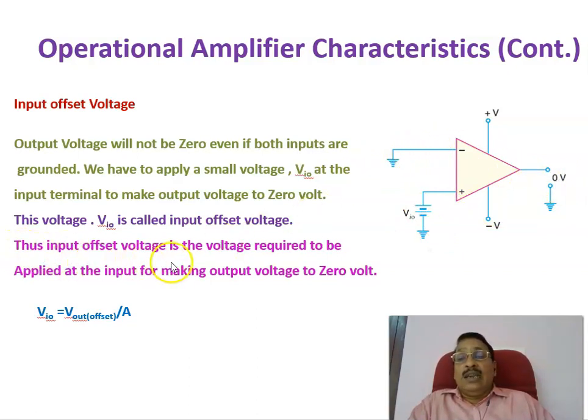Thus, the input offset voltage is the voltage required to be applied at the input for making the output voltage 0. The voltage that is to be applied at the input side in order to make the output voltage equal to 0, that we call the input offset voltage. This input offset voltage is equal to the output offset voltage, which we have seen previously, divided by the gain of the amplifier. That is the input voltage to be applied, called the input offset voltage.